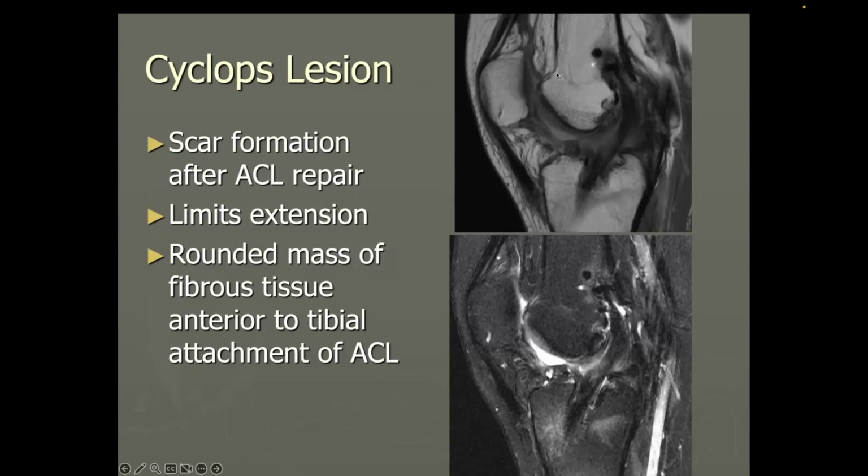And you get an MRI. Your graft is okay, but here you see it. You have this focal area of fibrosis. We call that a cyclops lesion. So be aware of that for all of us that are going to be doing ACL surgeries. You can find those.